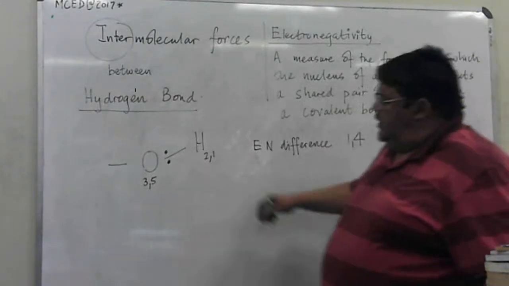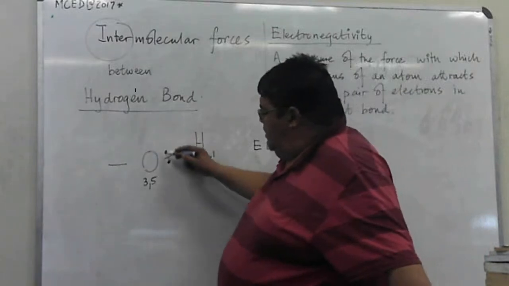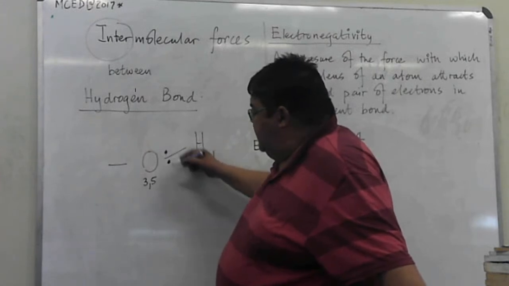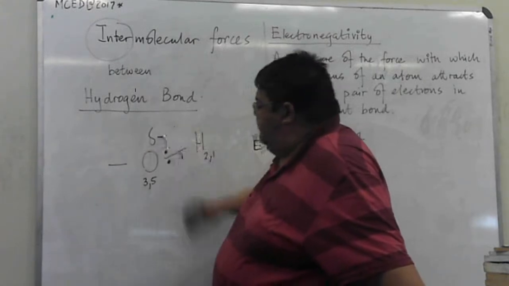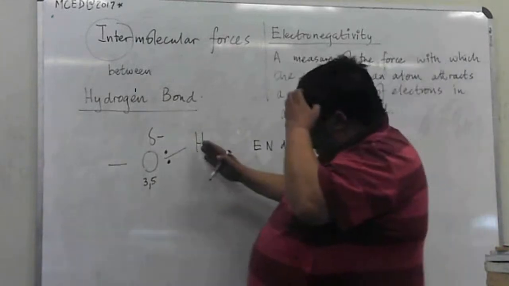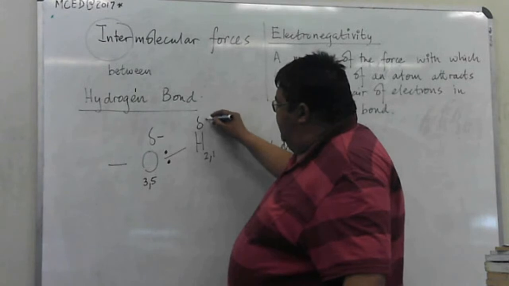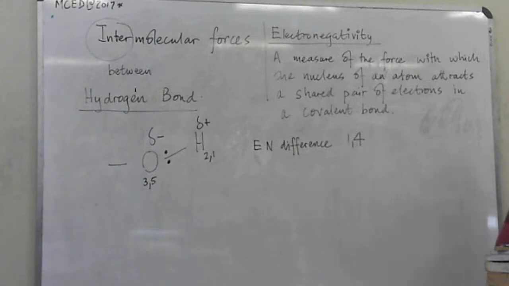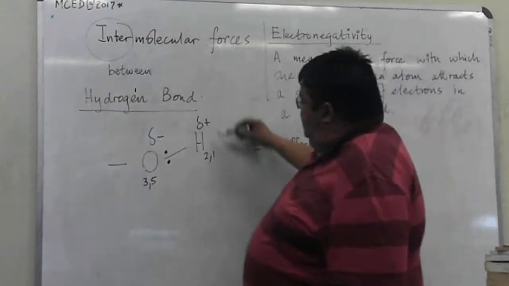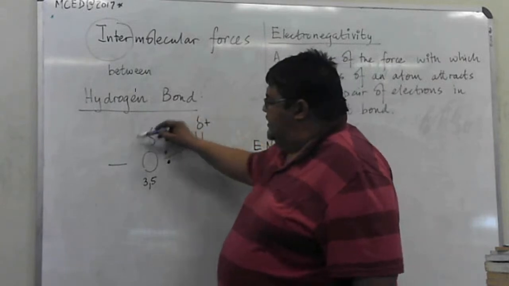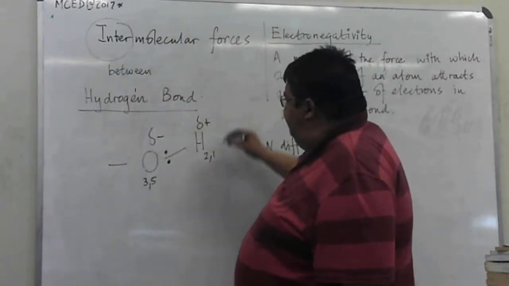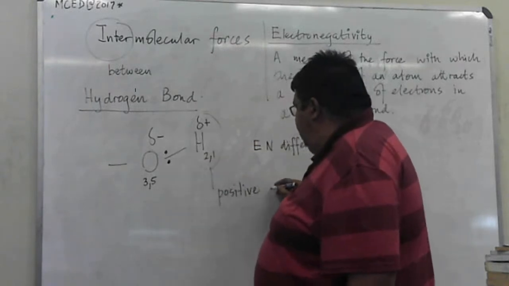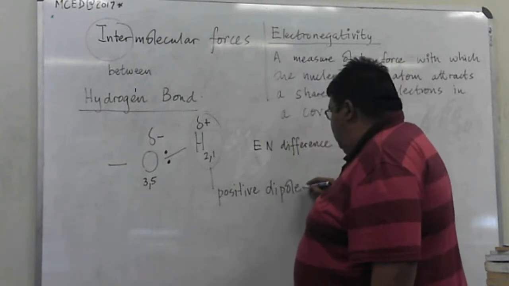That makes the region around oxygen negative. Not completely negative, there's still sharing taking place, but it makes it slightly negative. Because this is further away, that becomes slightly positive. That is the small letter delta. Right. So, this is slightly positive, that is slightly negative. This is referred to as a positive dipole moment.